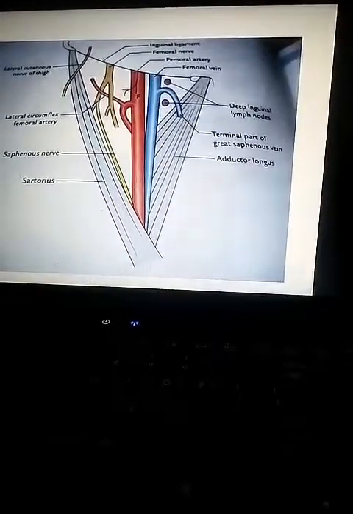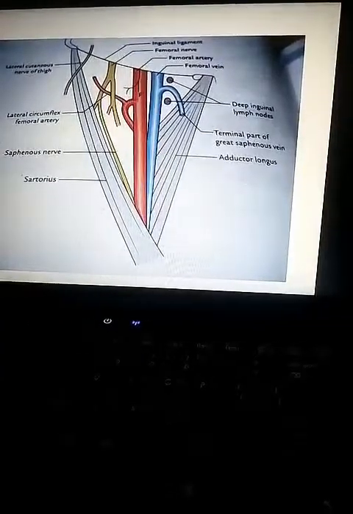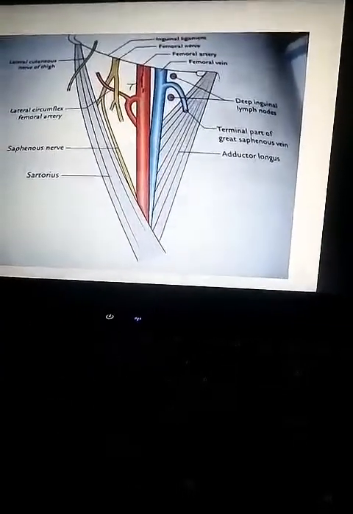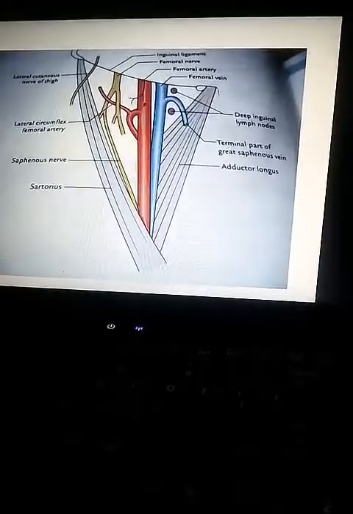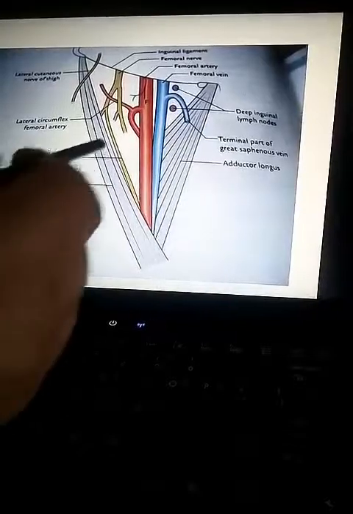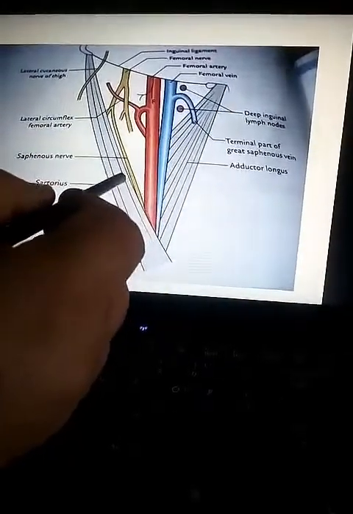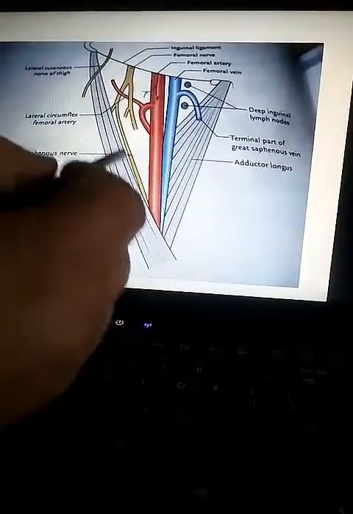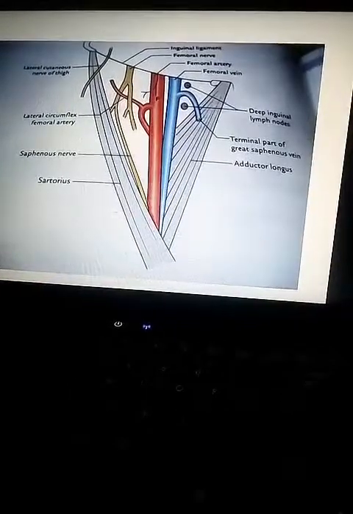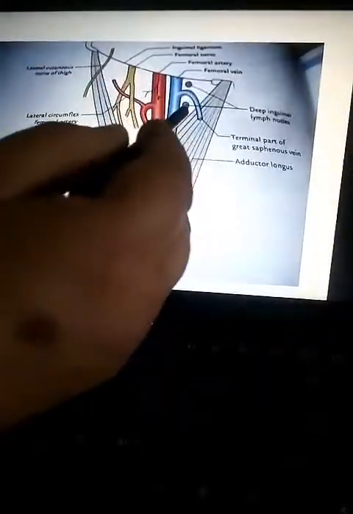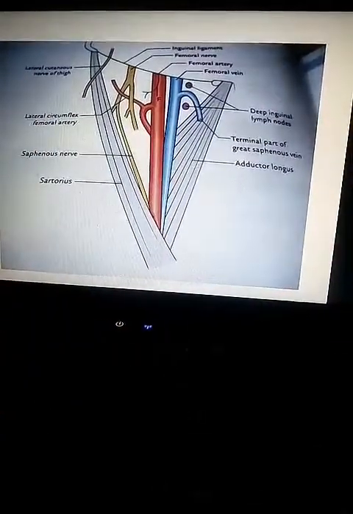The medial cutaneous branch accompanies the lateral side of the artery. At the apex of the triangle, it crosses the front of the artery from lateral to medial side. The posterior division gives rise to one cutaneous nerve, the saphenous nerve. It extends downwards along the lateral side of the artery. The deep inguinal lymph nodes are usually three in number and lie medial to the upper part of the femoral vein.